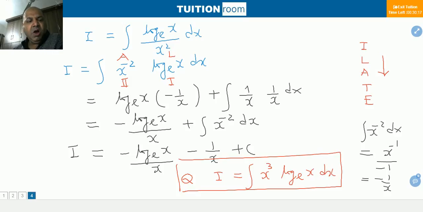Now ILATE, not omelet, ILATE. ILATE means A, T. This is supposed to be the first function, this is the second function. In this sequence from top to bottom, whichever appears first is supposed to be the first function.